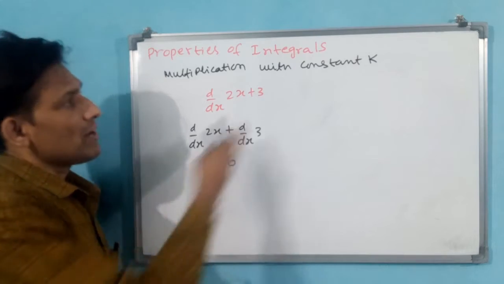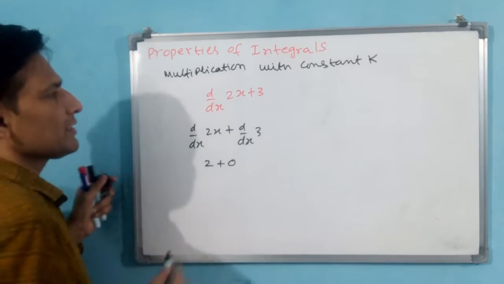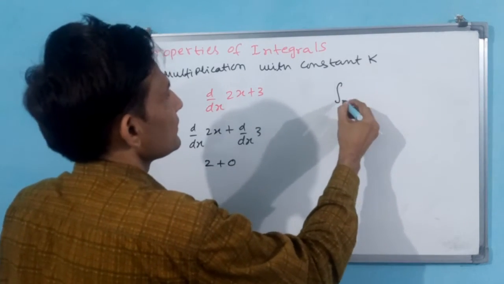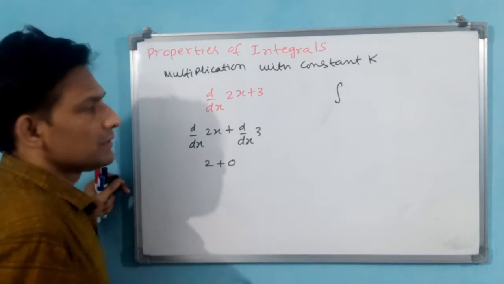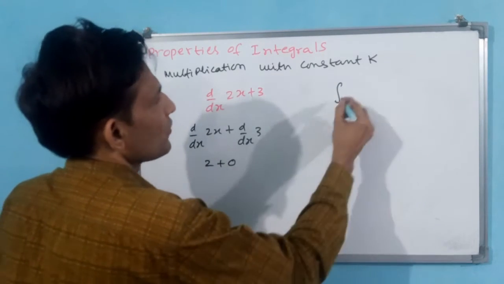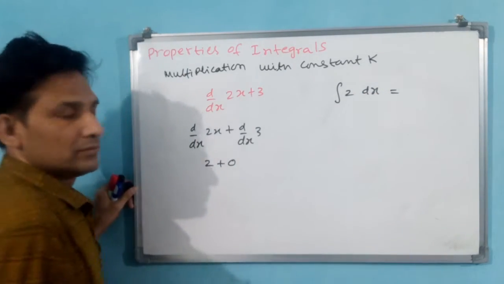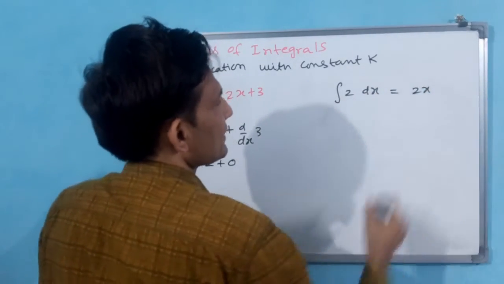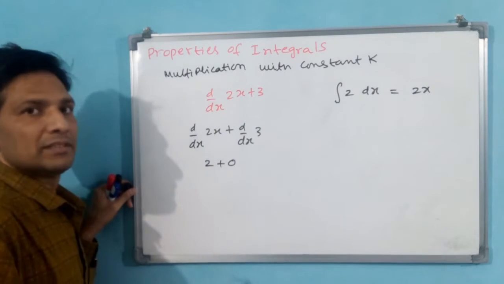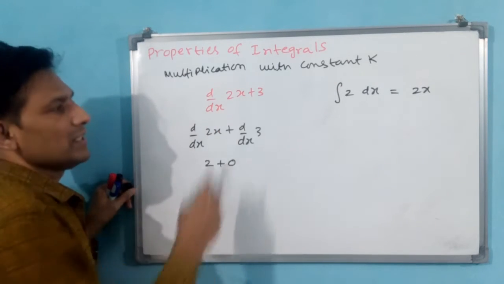Okay. Then what if here integral? Come back here. Integral 2 dx is equal to 2x. But what about this 3?